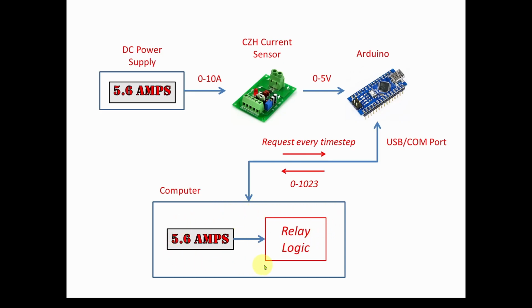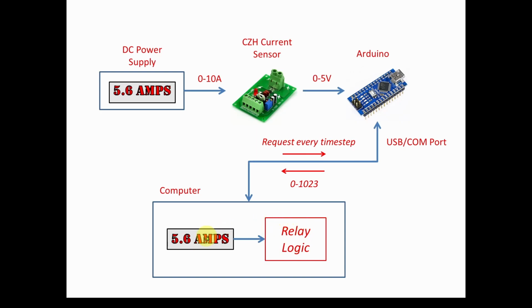So our simulator that we're building has got to take in that 0 to 1023 value, convert it back to current that's coming from the power supply. So we're going to have to do some conversion based on these devices, how they respond. And it's going to convert that back to amps. And it's going to feed it into this relay logic that we're going to develop.